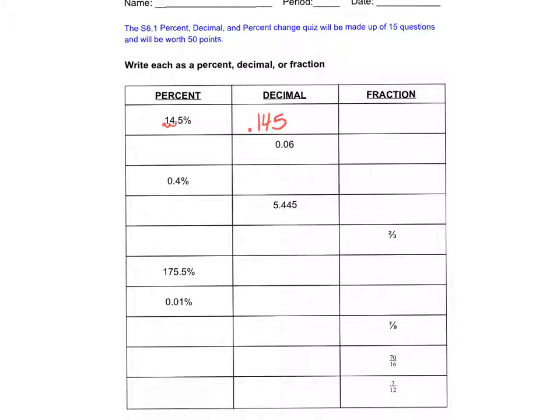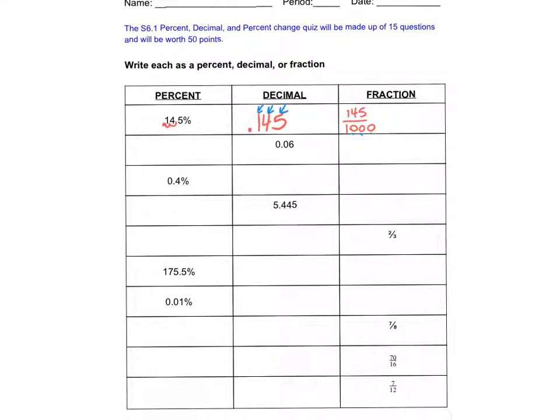As a fraction, you would take that 145 and you would put it over 1,000. And if you remember the little shortcut, there's 1, 2, 3 place values that the number is in. So therefore you have 1, 2, 3 zeros, making it 1,000. Now, I am going to allow you to use a calculator next week.